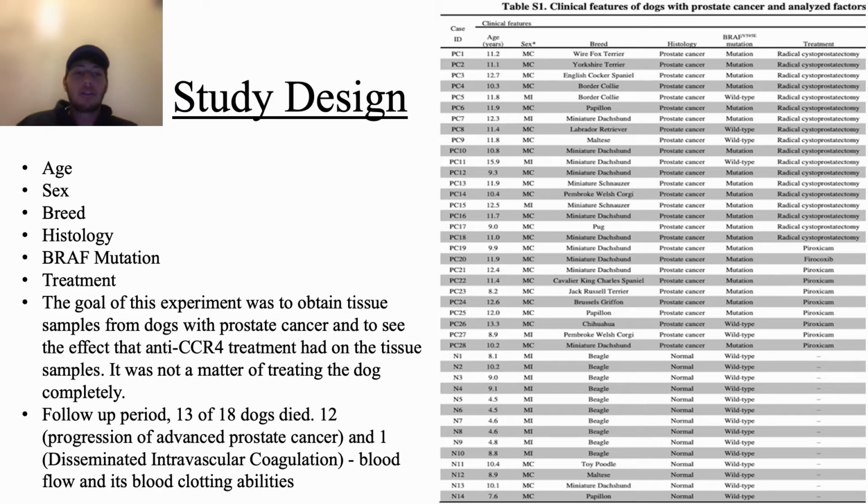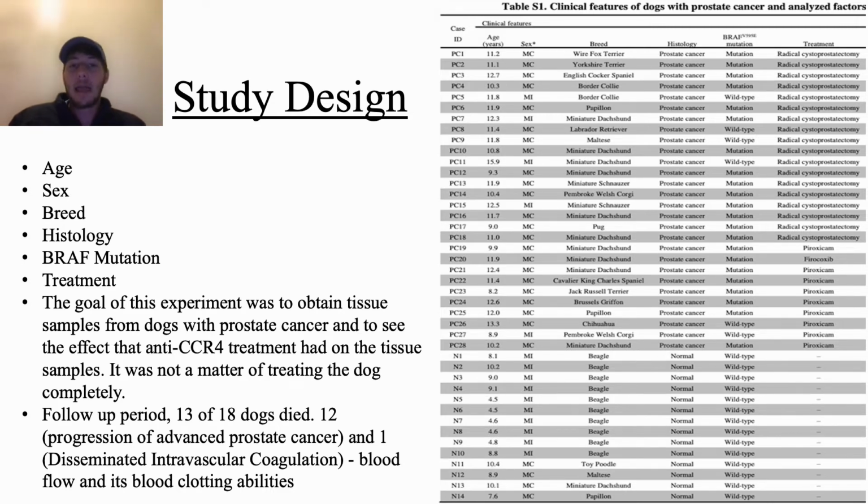But during the follow-up period, 13 of the 18 dogs died. 12 from progression of advanced prostate cancer, which is common, and 1 from disseminated intravascular coagulation, which is really just a disorder that disrupts blood flow and its blood clotting abilities. As you can see in this chart right here, the chart is divided into age, sex, breed, histology, BRAF mutation, and treatment. Of course, you see in the age, as I explained earlier, it's usually in dogs of the older age, 12, 11, 13 years old. Then they go on with sex.